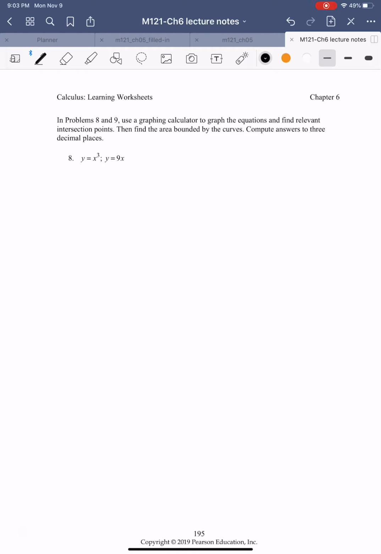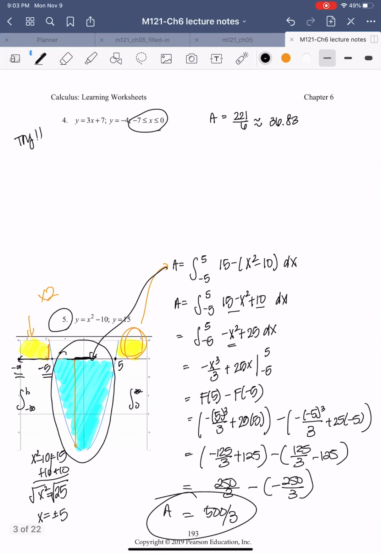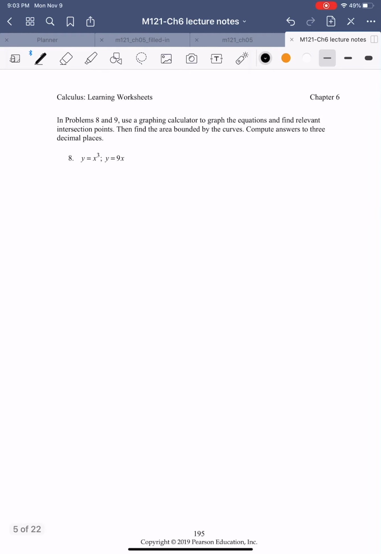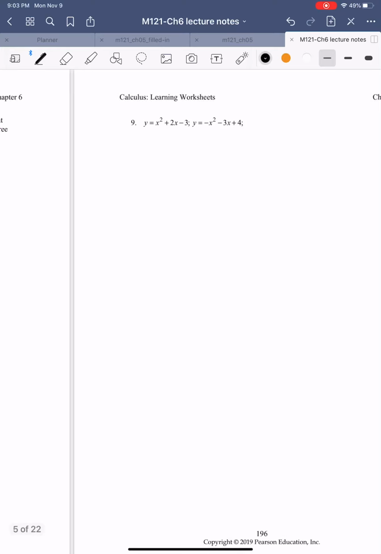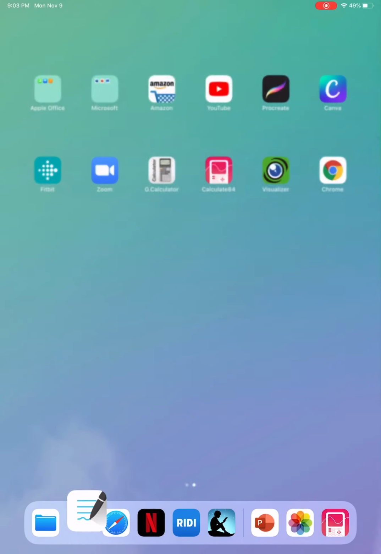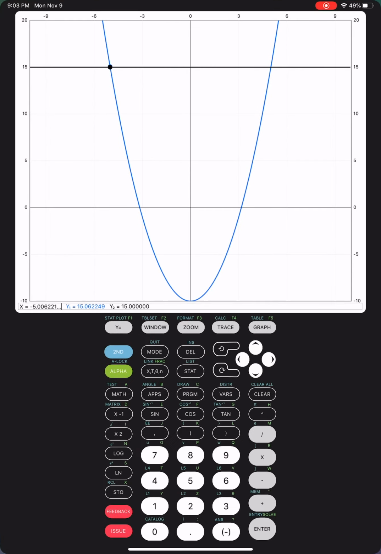Problem 8 and 9, use a graphing calculator to find the intersection point. Then find the area between the two curves. So number 8 is very similar to number 5, but I'll just do it one more time with you. And then number 9, you're going to be practicing on your own. So I'll pull out the calculator.